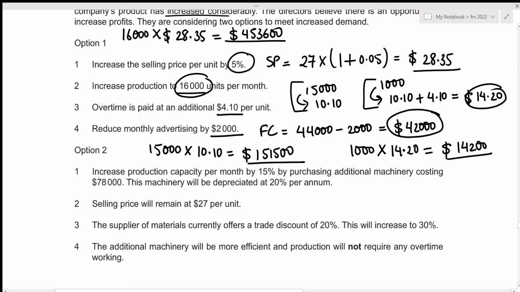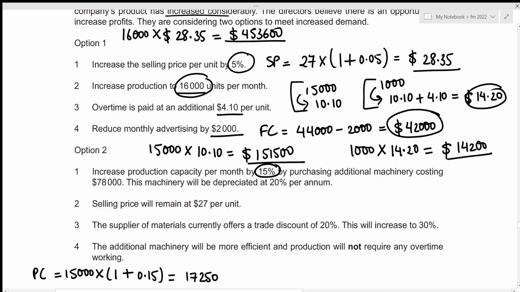Okay, we are told to increase production capacity per month by 15%. So previously our production capacity was 15,000. So let's figure out the new production capacity. That's 15,000, and we are increasing it, so that's times 1 plus 0.15. And this gives the new production capacity, or the total number of outputs to be produced each month, to be 15,000 times 1 plus 0.15, which is 17,250.